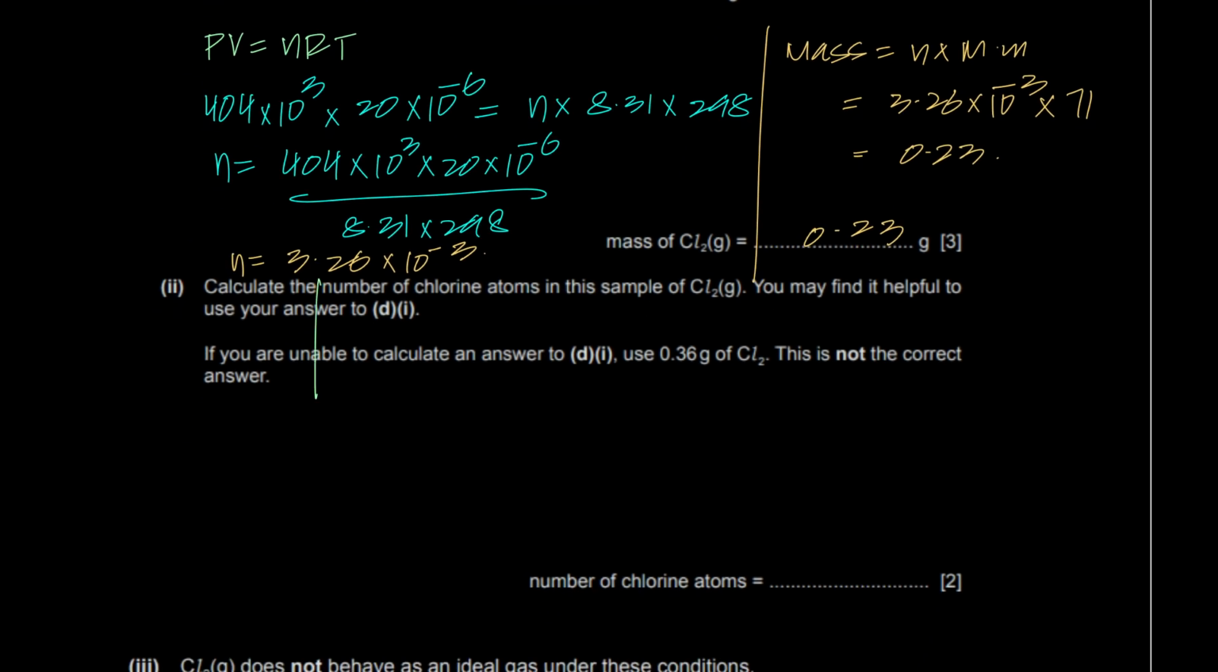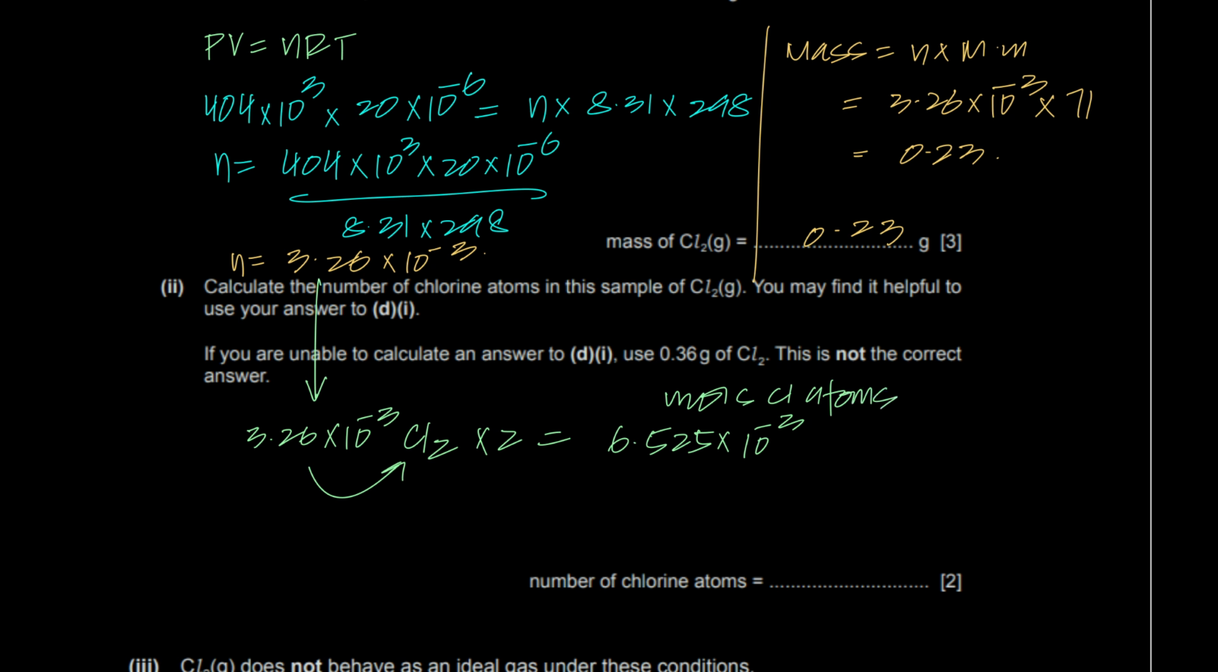But I already have the moles of chlorine right here, which is 3.26 into 10 to the power minus 3. So if you have 3.26 into 10 to the power minus 3 moles of chlorine, what are the moles of Cl atoms? Times this by 2, right? If I times this by 2, what do I get? 6.525 into 10 to the power minus 3. These are the moles of Cl atoms. And I don't need the moles of Cl atoms. I need the number. So times this by 6.02 into 10 to the power 23. So they are effectively checking out how good you are in stoichiometry. What do you get? 3.91 into 10 to the power 21? 3.91? Oh no, 3.93. Okay. Thank you.